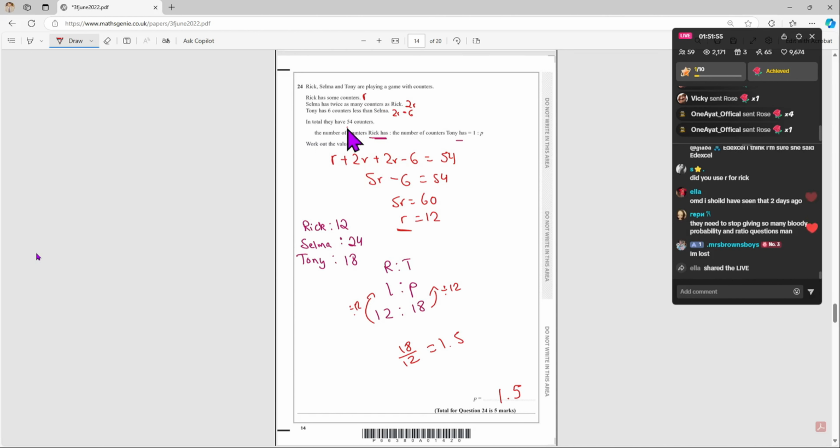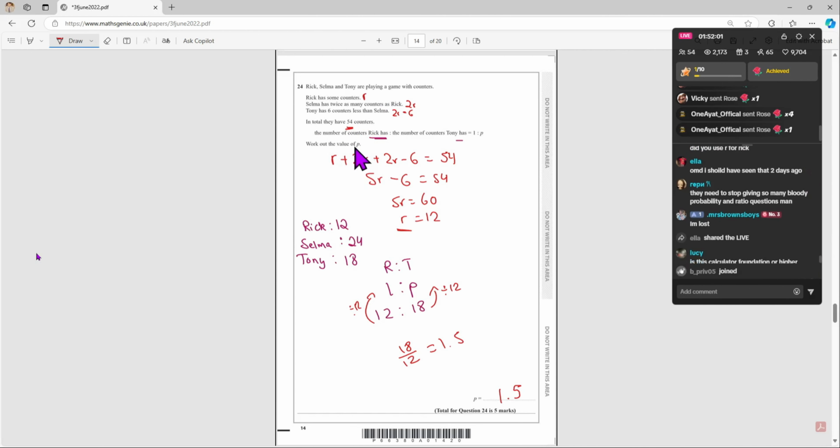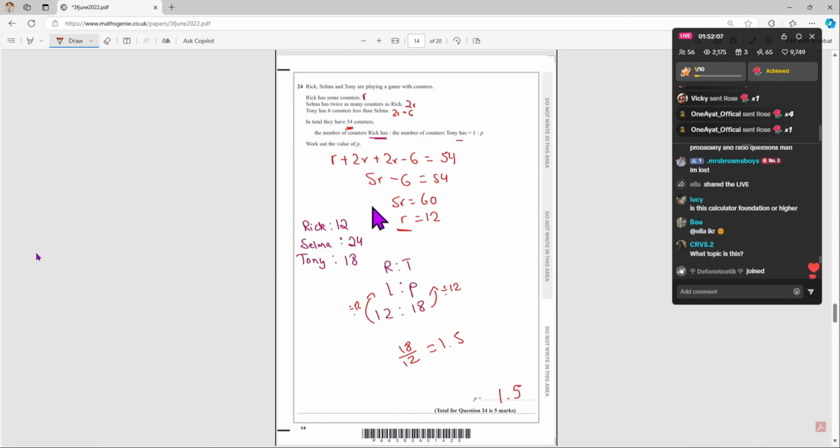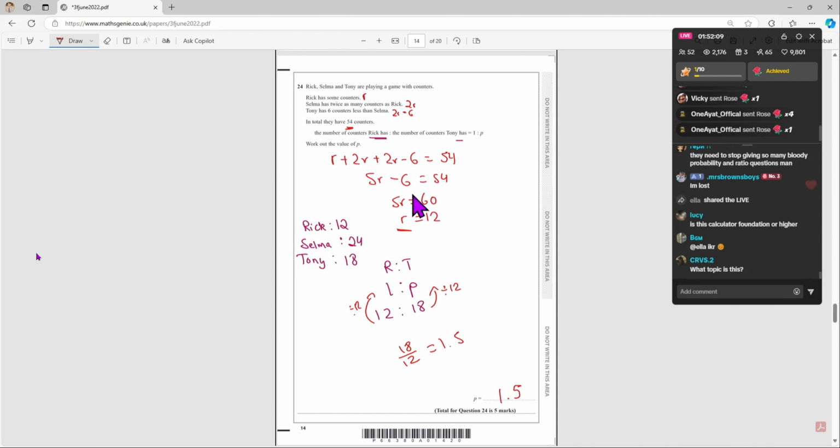We know the total is 54, so we know that R plus 2R plus 2R minus 6 is equal to 54. Now we simplify this equation to 5R minus 6 equals 54. And then we add 6 on both sides to get 5R is equal to 60. And then we know that R is equal to 12.